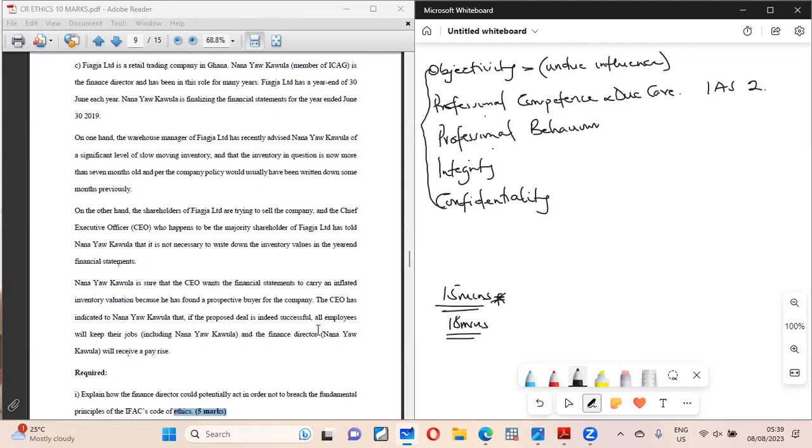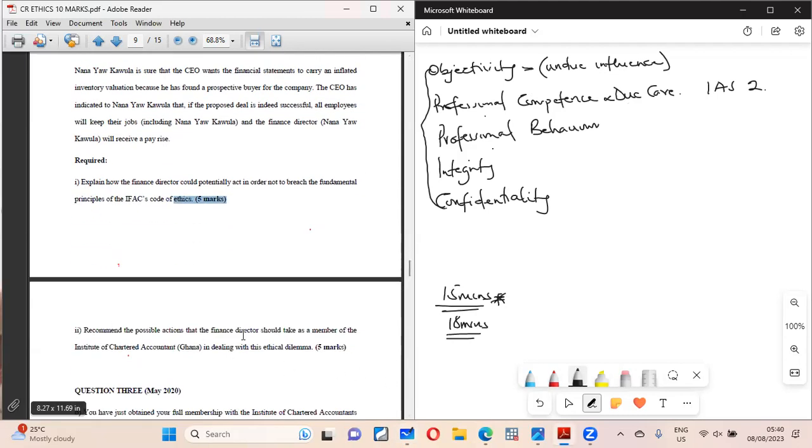And please watch the phrasing of the question so that when you are answering it, you answer it to meet the question. This question, if you don't take care, it is the same as the B part. Look at this. It says, explain how the financial director could potentially act in order not to breach. So how he should act in order not to breach is the question. Now, also recommend safeguard possible action the financial director should take as a member of ICAG to deal with the ethical dilemma. Is it not the same? Check it well. Is it not the same thing?